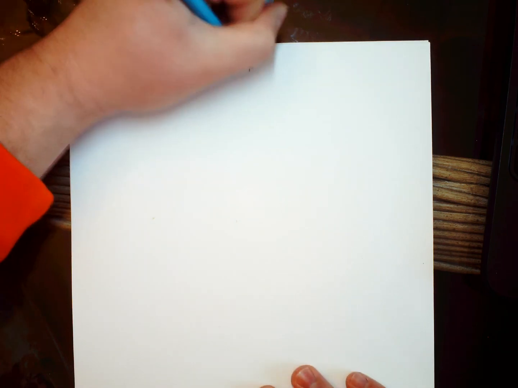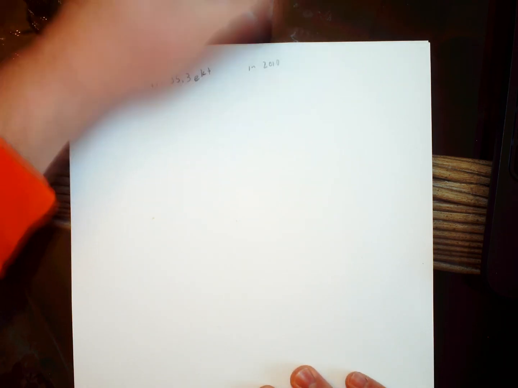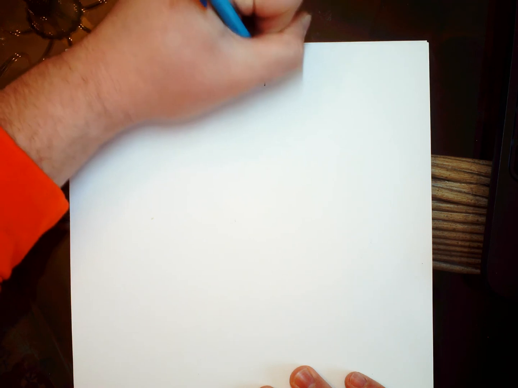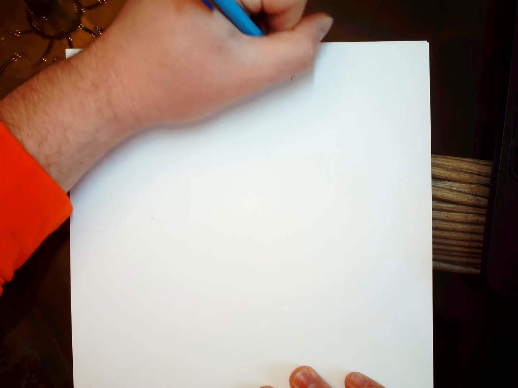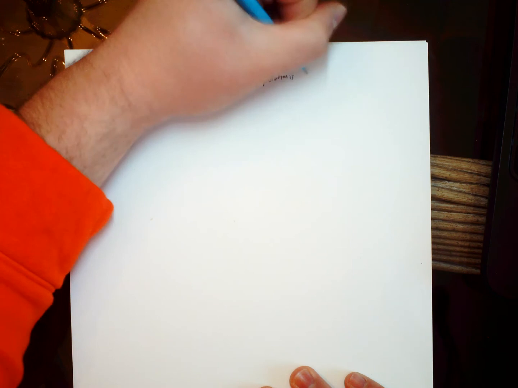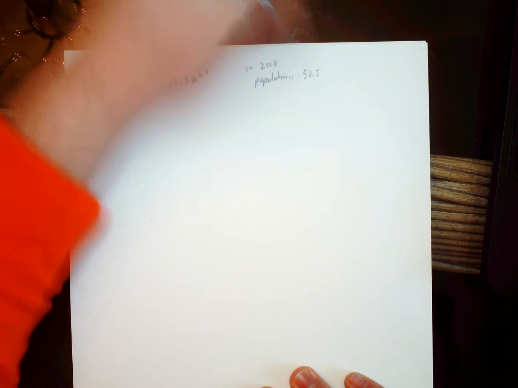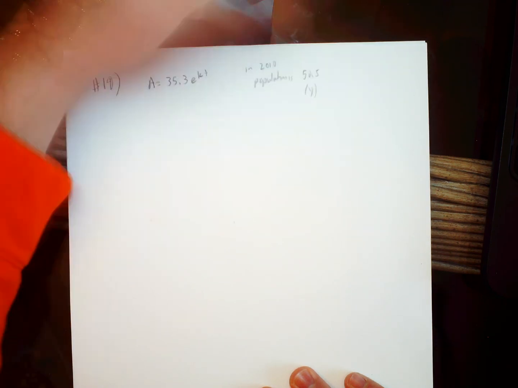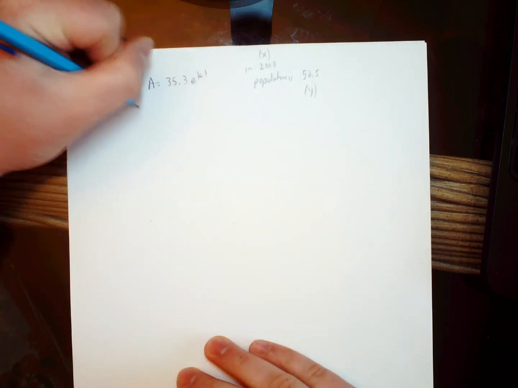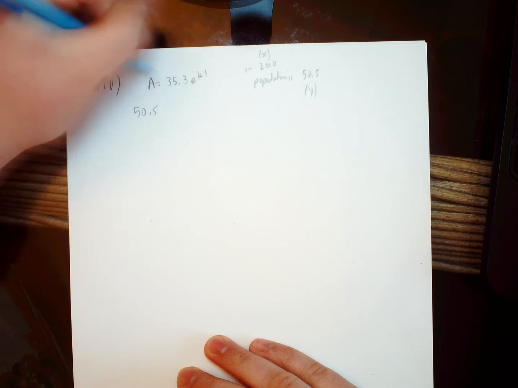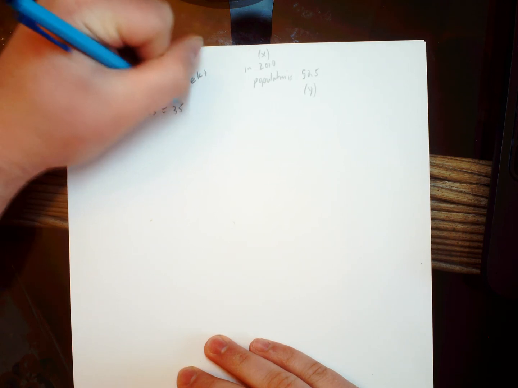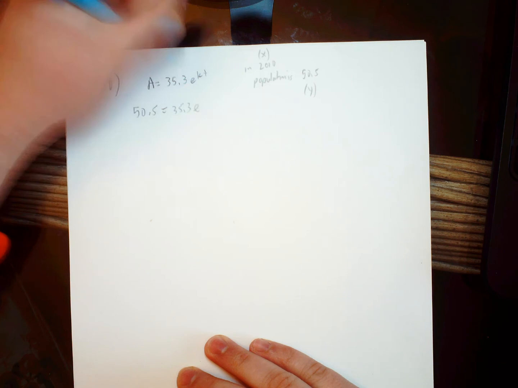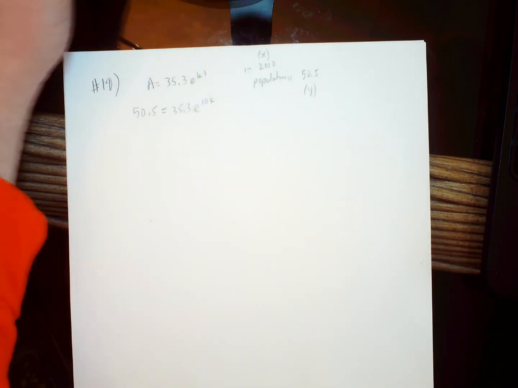Now, they give us some information in this problem. They say that in 2010, the population is 50.5 million. So this is really like a Y value, and this is really like your X value. So we're going to plug those into the function and do 50.5 equals 35.3 e to the 10k, and I have 10 because it's years after 2000, so 2010 would be 10 years.